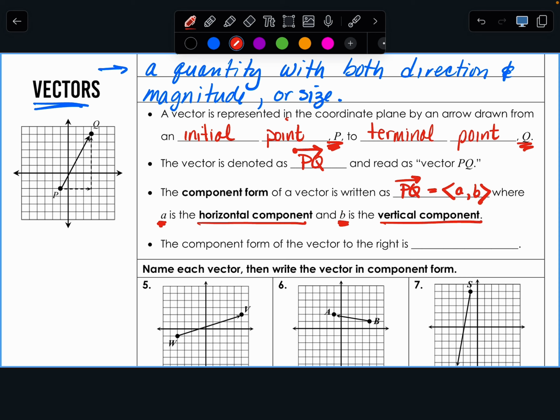So when we look at the diagram to the left, to get from here, which is where it starts, to Q, I have to go 1, 2, 3, 4. So that's plus 4. That's my horizontal. That's A. And 1, 2, 3, 4, 5, 6, 7. That's plus 7. That's B. So we write that as my vector PQ is <4, 7>. That's how I'm moving the points.